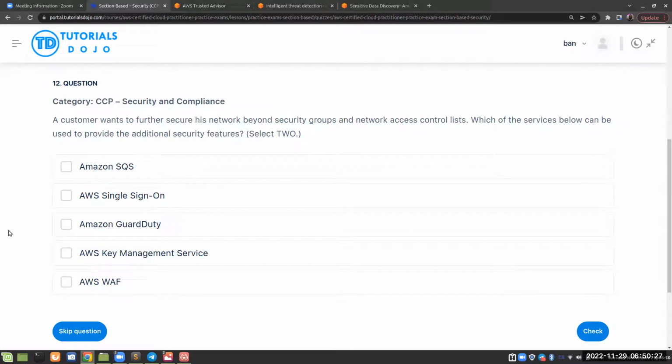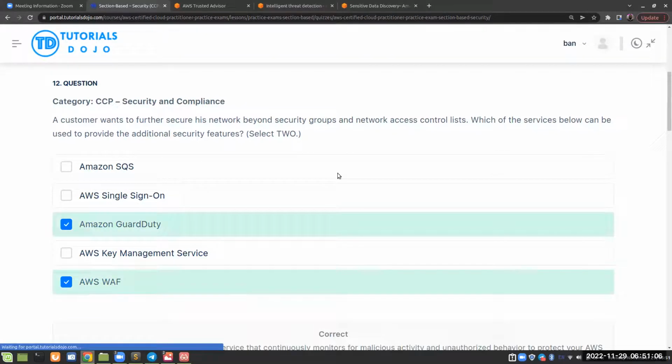Okay, can you say GuardDuty and WAF? So you're talking about C and E, right? Yeah, okay. Anyone has a different view? Maureen says C and E. So I see the majority support C and E. Thank you for that. Let's see if that's correct. And of course, that's correct.